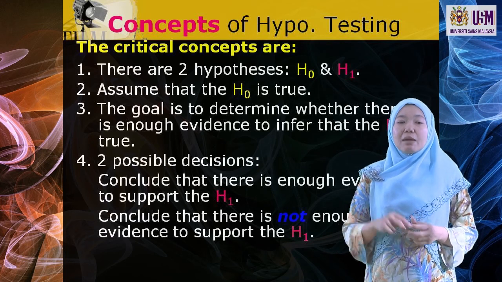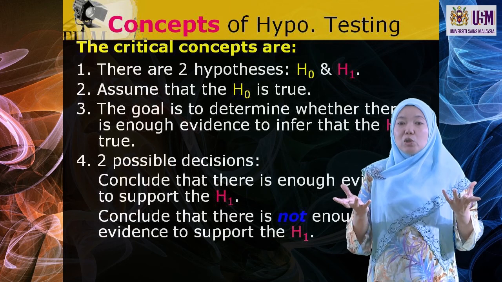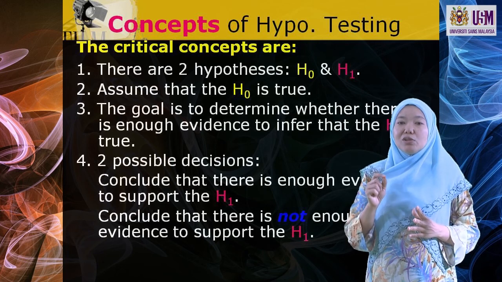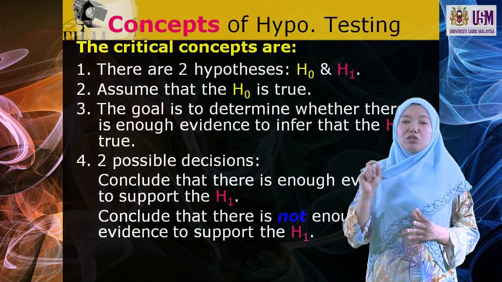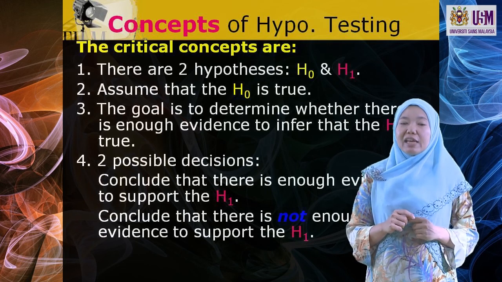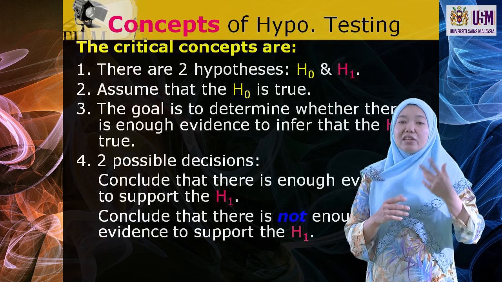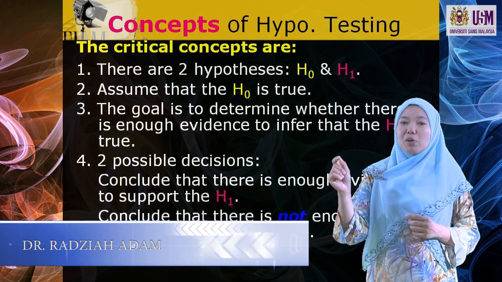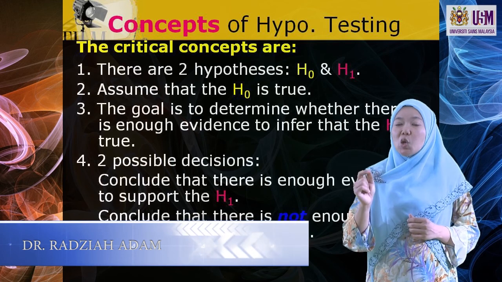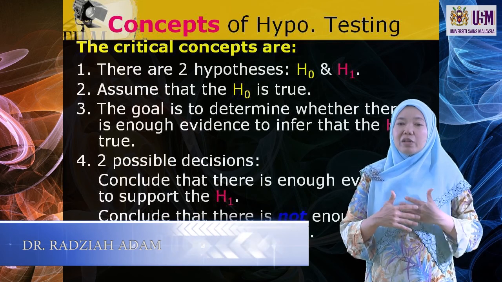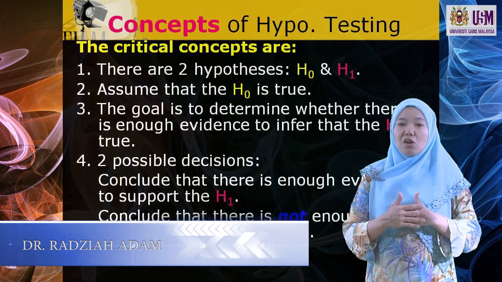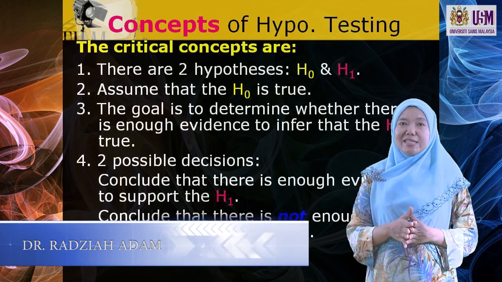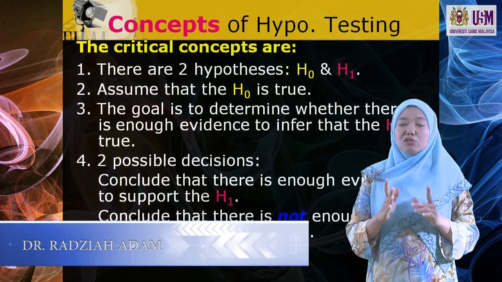At the end of the day, you will come up with two possible decisions. Either you conclude there is enough evidence to support H1, or the other way around, you conclude that there is not enough evidence to support H1. Take note of the language and the sentence used. The sentences look more or less the same, but the first says we conclude there is enough evidence to support H1, and the second says there is not enough evidence to support H1. In the exam, whether the word "not" is there or not makes a lot of difference to your decision and conclusions. So be careful and make sure you write accordingly.